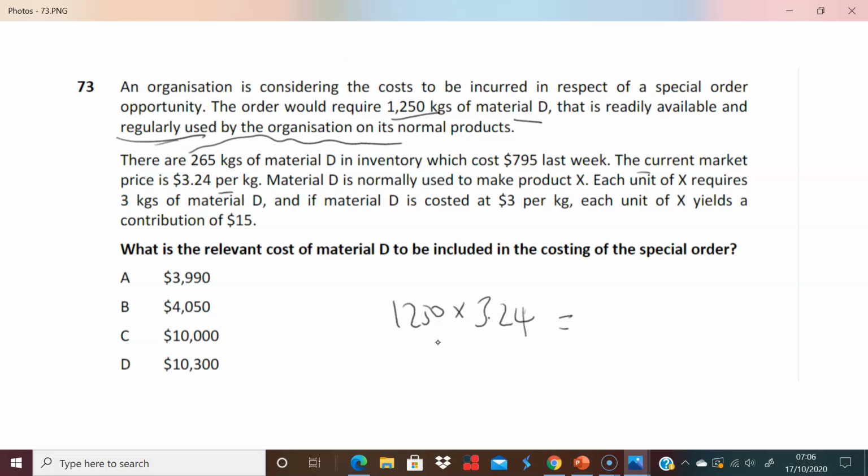£3.24 times that takes you nicely to 4,050. Let's just confirm that because we've done this one before as well. 1,250 times £3.24 takes you to 4,050. So that's your signal. All of this is just extra information. Whether or not you argue that I'm replacing what I've taken and then buying some more, the key point here is that you need to replace what you've taken, so you might as well just buy all you need fresh. And so that's the answer to 73.